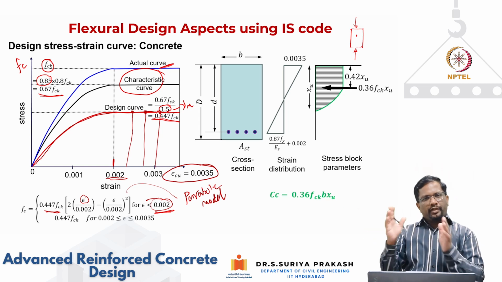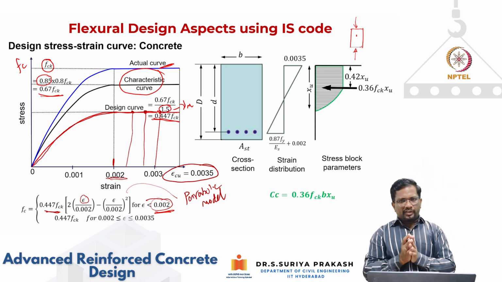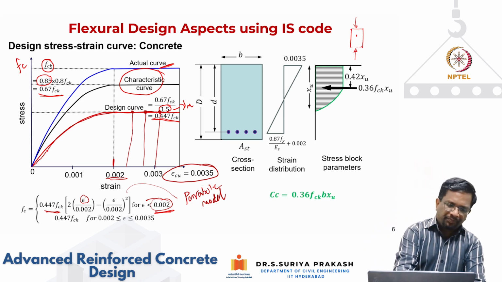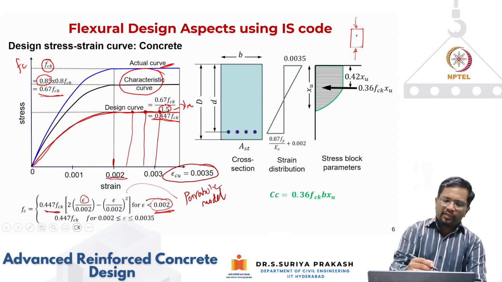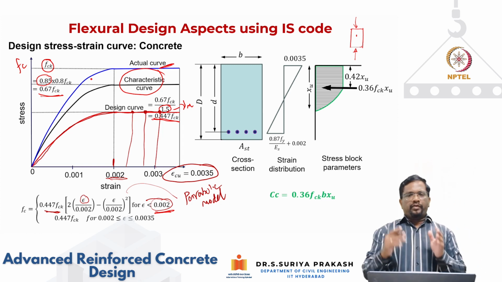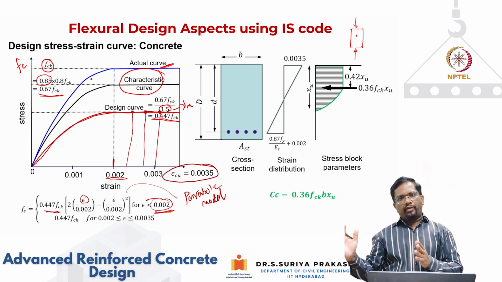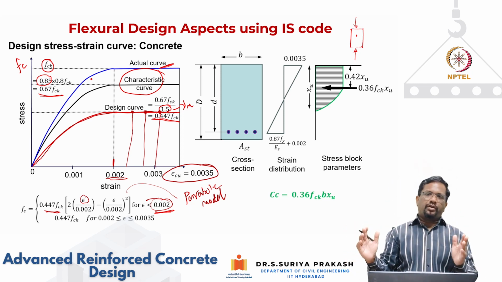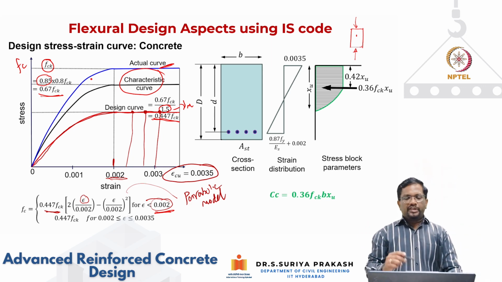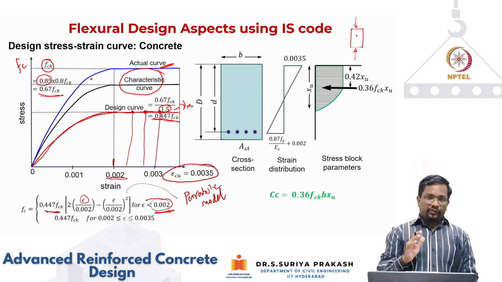It basically remains constant at 0.447 fck. So the design stress strain curve has two components. One is the parabolic portion, and here also, everywhere I have applied the partial safety factor of 1.5. The parabolic portion is valid up to a strain of 0.002. Then there is a rectangular portion that is valid from a strain of 0.002 to 0.0035. So this is the concrete design stress strain curve that is specified by IS 456.